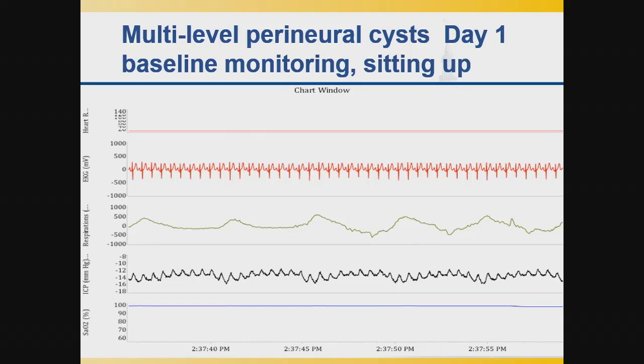This was a challenging patient who had multilevel perineural cysts. And in these patients who failed multiple patches already, there's no clear identifiable site of a leak. We do ICP monitoring around the time that they're getting their patch. So we do a baseline ICP monitoring before they get a patch. And as you can see, pressures sitting up around -14, -12 millimeters of mercury.